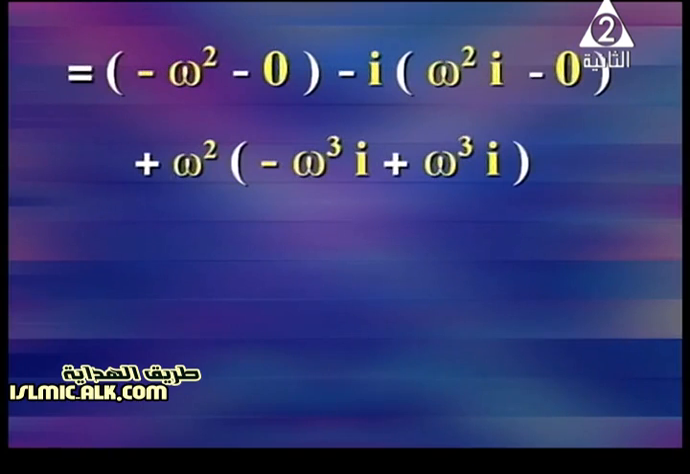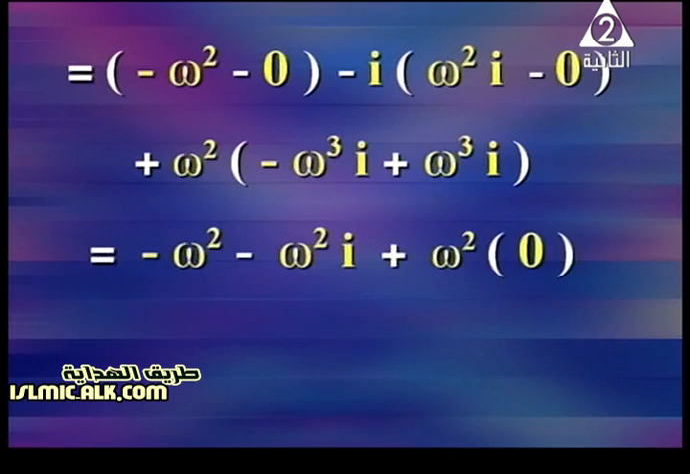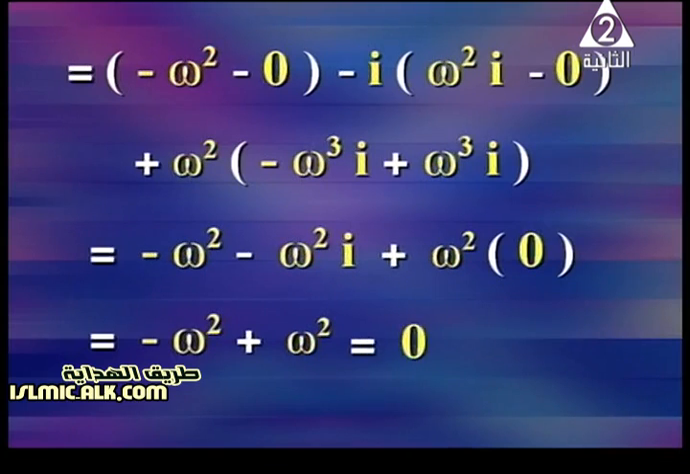Look at the determinant after expansion: it equals negative omega square negative 0 in the first, negative i multiplied by the bracket containing omega square i negative 0, plus omega square multiplied by the bracket containing negative omega power 3 i plus omega power 3 i. After that, the answer is negative omega square i plus omega square times 0. Then the answer is negative omega square plus omega square. The answer is equal to 0.